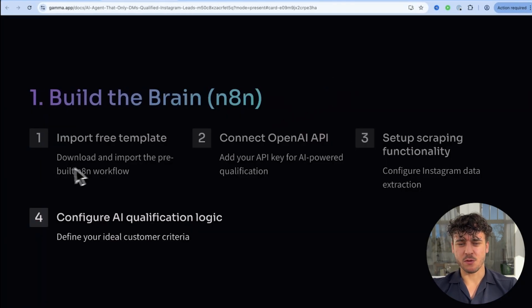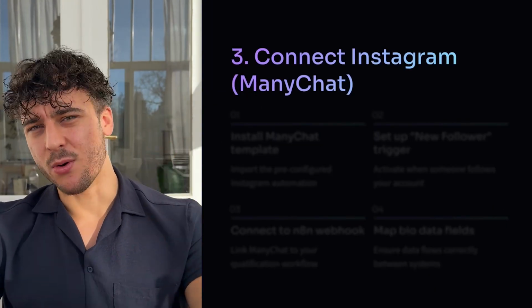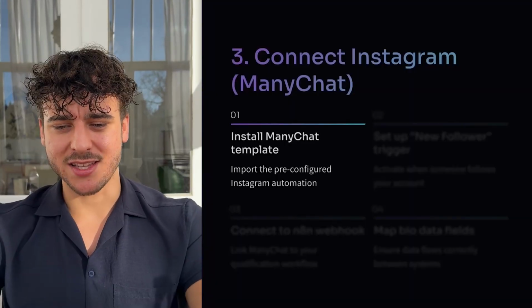Now, once we've done that, we've pretty much set up our end-to-end template. There's just one final element missing. We've connected OpenAI, we've set up the scraping functionality, and we have the AI qualification logic defined. Now, the next step is going to be to connect our Instagram using ManyChat. And for this, we're going to need to install the ManyChat template to get the pre-configured Instagram automation.